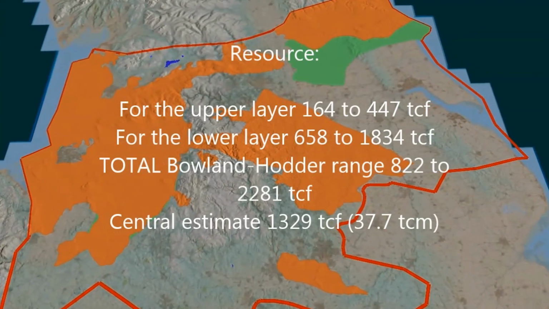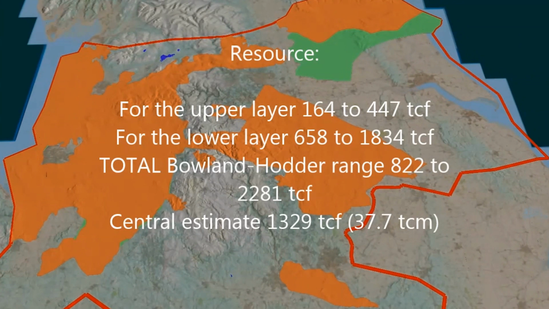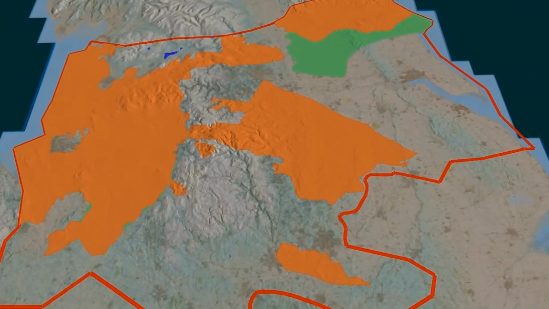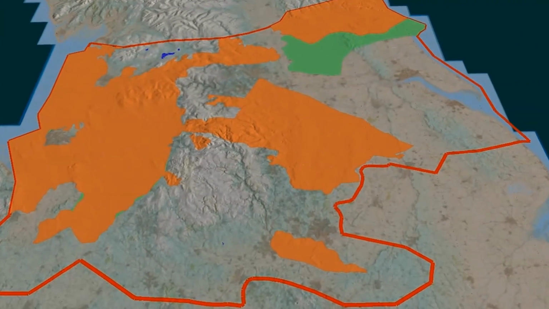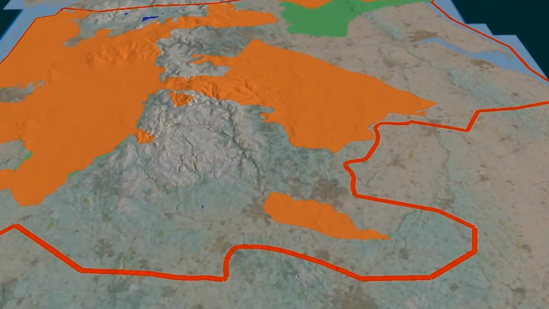And this is the estimate. So we came up with 1,300 trillion cubic feet of gas in the area. And the important thing is this is a resource estimate. In other words, it's the amount of gas that we think is down there. It doesn't mean that's the amount of gas that we can actually produce.